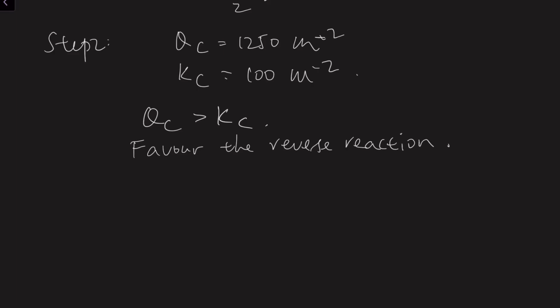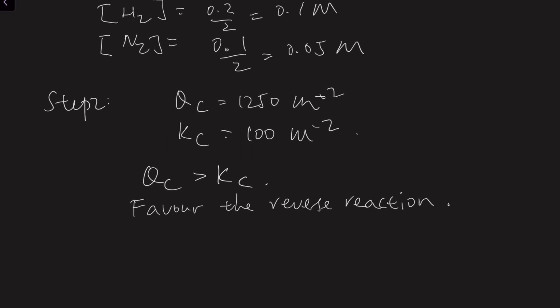So that's how you solve this kind of problem. Of course, you can memorize: whenever QC is bigger than KC, you favor the reverse. But I don't think this is helpful to aid your understanding of this kind of problem. And in the exam, if they give you tricky questions, you will not be able to do it because you don't actually understand the concept.